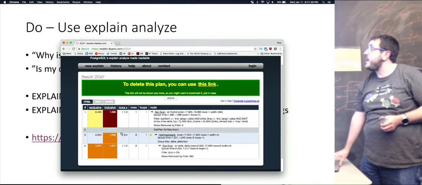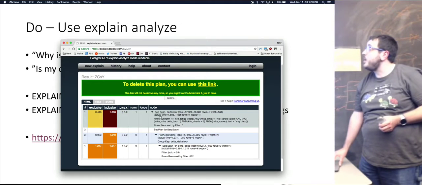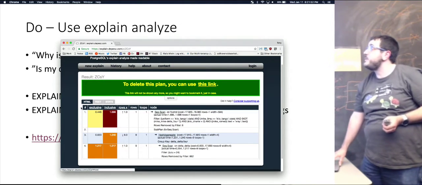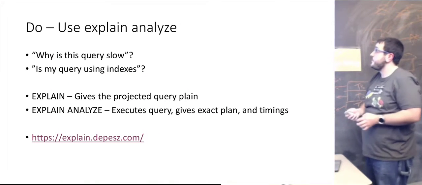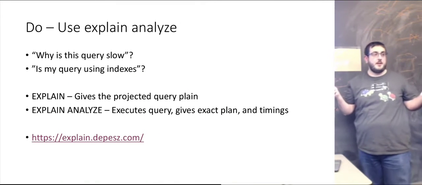Like I said, red is bad. Red is where most of the time is being spent in the query, I should say, to actually get the results back. Clear as mud on that?